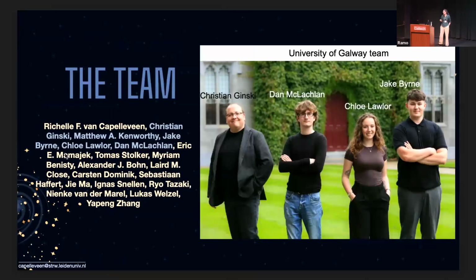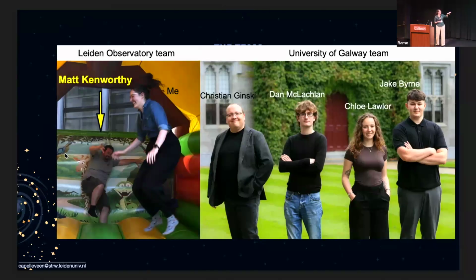So speaking of planet-disk interaction models, I just wanted to highlight the contribution of the team of Christian Ginsky, because they've done all of these planet-disk interaction models for our paper. But then, of course, this is only the University of Galway side. As you can see, they had these really nice pictures taken for their press release, but we did not. But I made it work because I wanted to make this large group picture, so I just chose the most suitable picture of my supervisor and I.